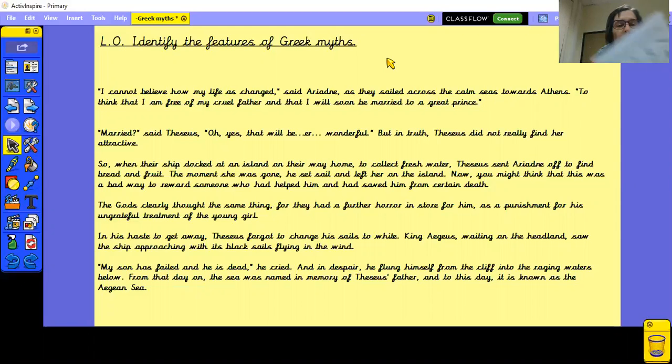So have a look, and I want you to spend the morning maybe rereading the story, watching the animation, and retelling the story in your own words using these cards. So that's it. That's all for today, year 5. I want to see some work, obviously, on Dojo as well.